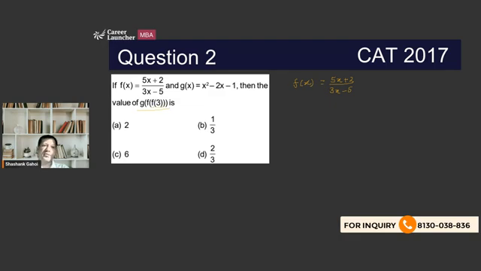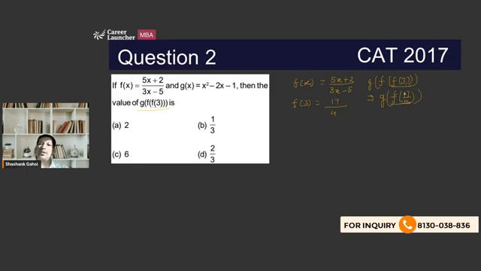Because I am going to calculate f of 3. So what is the value of f of 3? I'm just plugging in 3 instead of x. So 15 plus 2 is going to be 17. 3 3s are 9, 9 minus 5 is 4. So f(3) comes out to be 17 upon 4. I had the question of g of f of f of 3. So I am just replacing f(3) with 17 by 4.